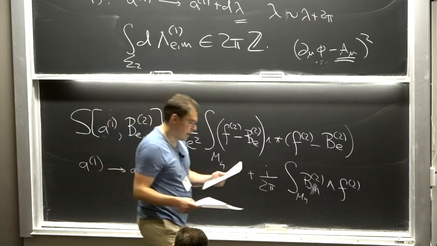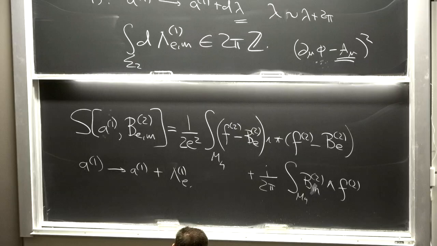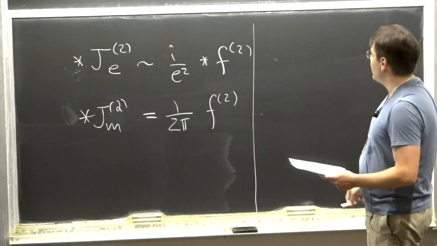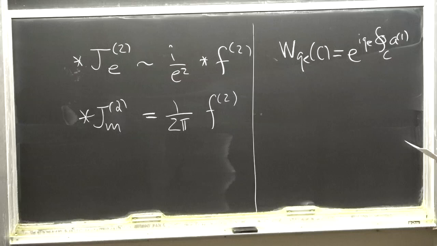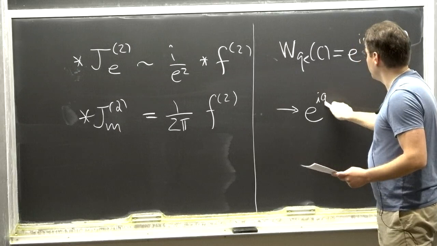So the next thing I wanted to say is, let's look at how the Wilson loop transforms under this symmetry. So I'm shifting A by this lambda E. Remember that the Wilson loop of charge Q E is just the holonomy around the curve C. So if A shifts by lambda, then this shifts by a phase, which is e^{iQ} times the holonomy of lambda.